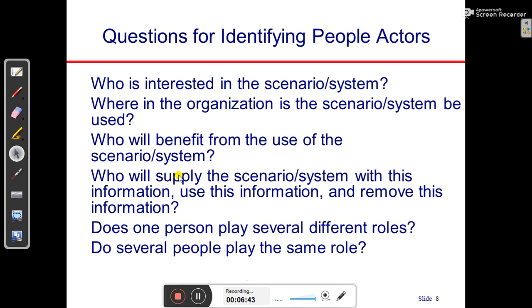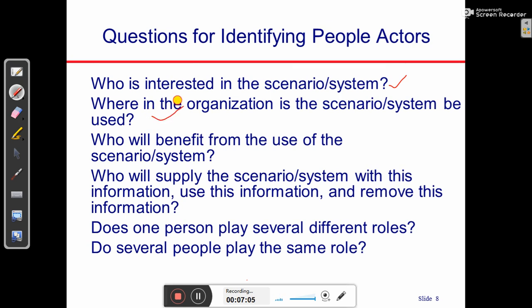Questions for identifying people actors. So the point is that to identify the actor, we need to understand some questions. Here, who is interested in the scenario? Who is more interested in the scenario or the system, whatever it may be?